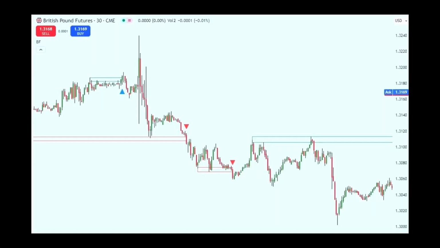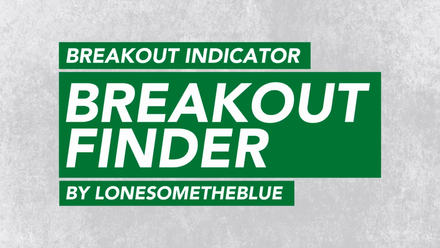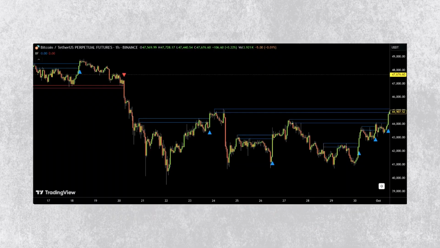If you are new to trading and find it difficult to identify breakouts, you may use a breakout indicator on your TradingView chart. For example, Breakout Finder by Lonesome the Blue. Once you see a breakout signal, you know the space is of great importance to you. You may not trade the breakout if it is against the trend on the higher time frame, but you may trade the turtle soup if the breakout ultimately fails.